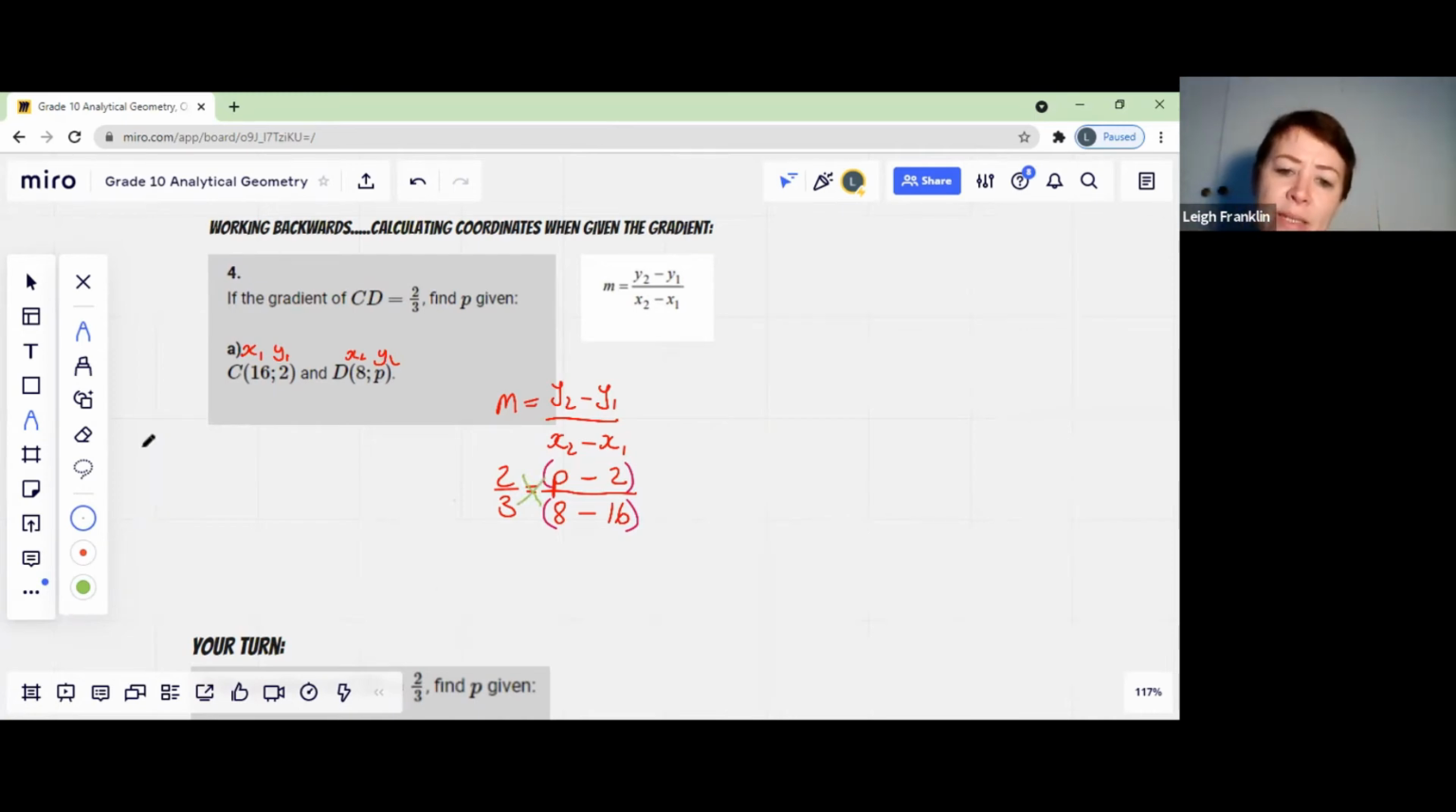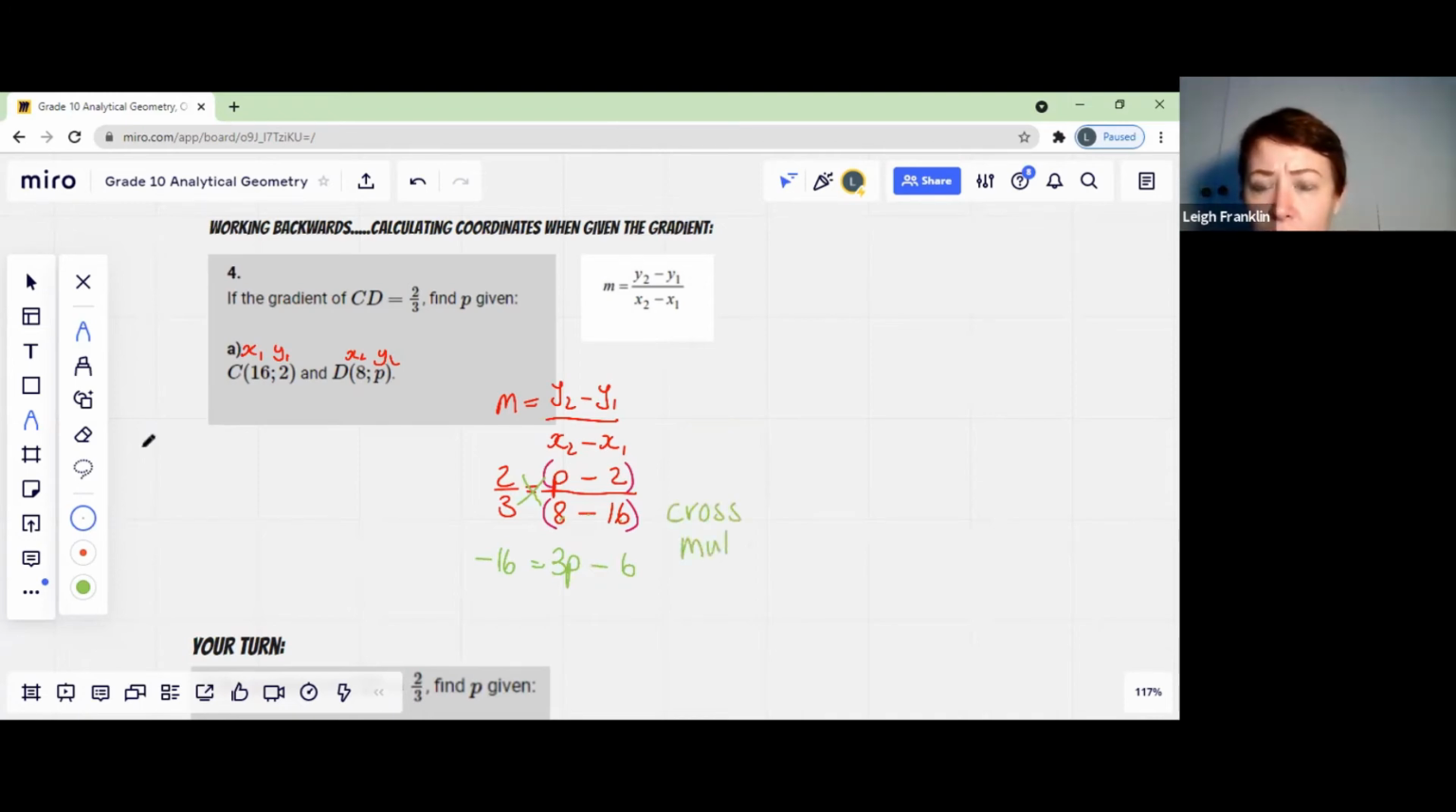So 8 minus 16 is negative 8, right? And negative 8 times 2 will leave me with negative 16. Is everybody happy where that came from? So I've said 8 minus 16 is negative 8, and I've cross multiplied negative 8 with 2 to get negative 16. And I'm going to do the same thing on the other side. I need to say 3 times P will give me 3P, and 3 times negative 2 will leave me with negative 6. Does that make sense? Grade 10s, I have cross multiplied.